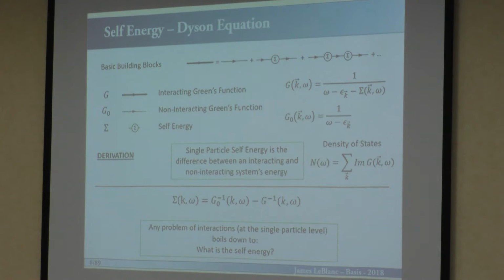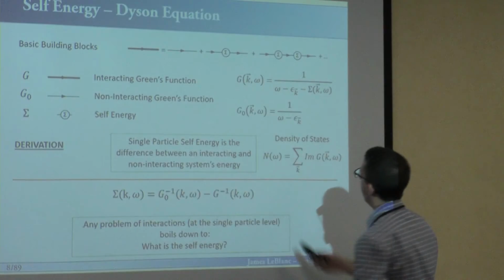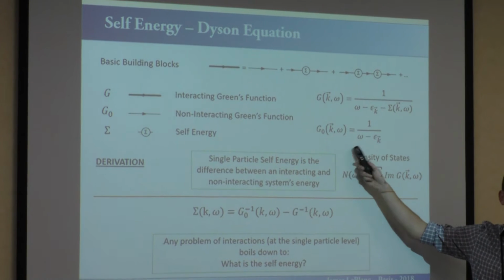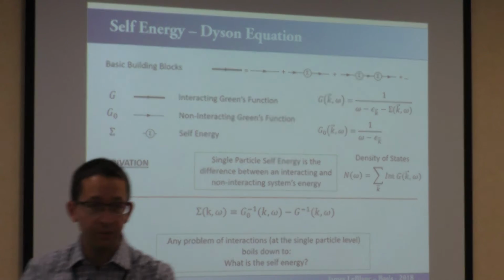The full Green's function is written this way. And it looks like 1 over omega minus epsilon k minus the self-energy. But the non-interacting Green's function is really the simpler object. It just says I'm a simple function, and I have a pole when the frequency is equal to the energy of the problem, okay? Or the energy of the particle.